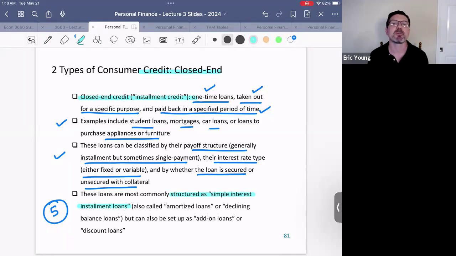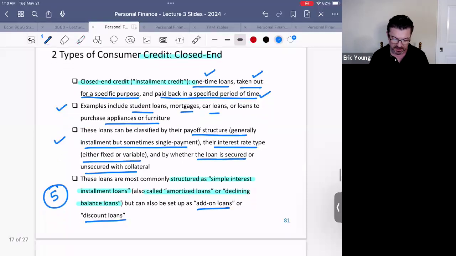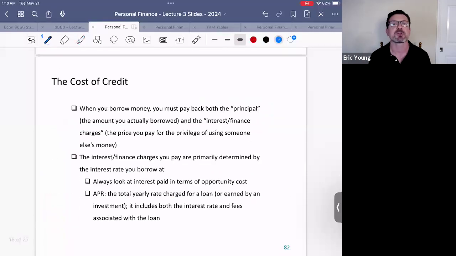The most common type of closed-ended credit is the simple interest installment loan. This also goes by the name amortized loan or declining balance loan. Once again, I'm sorry, it's multiple terms for the same idea. There are other types of loans, including add-on or discount loans, and later on we'll learn about all 5 types. But for today, I want to focus on the simple interest installment loan. And that takes us to our last part of this lecture, the cost of credit.